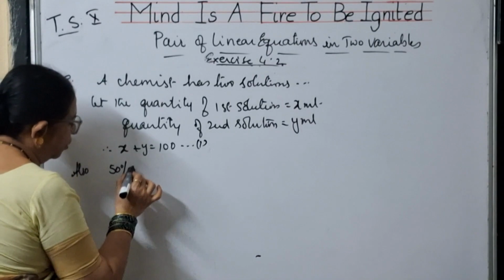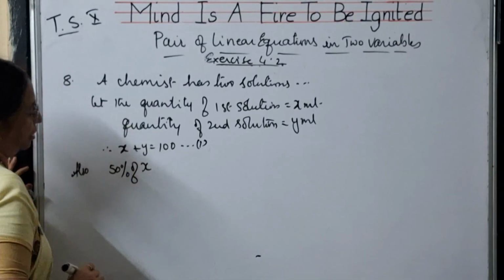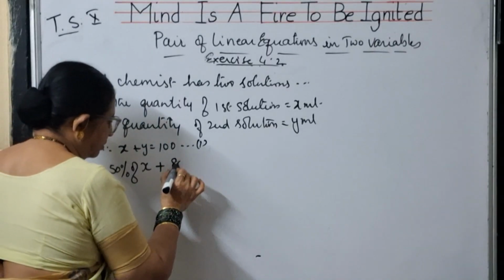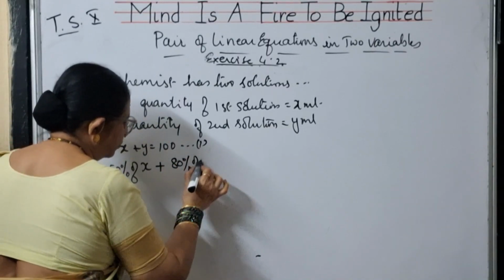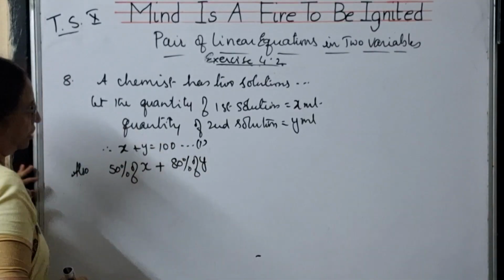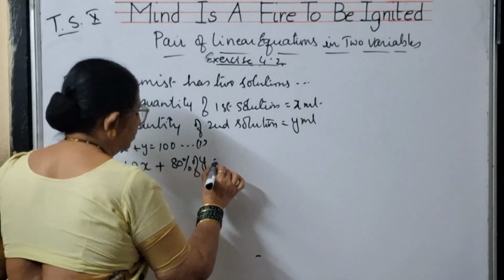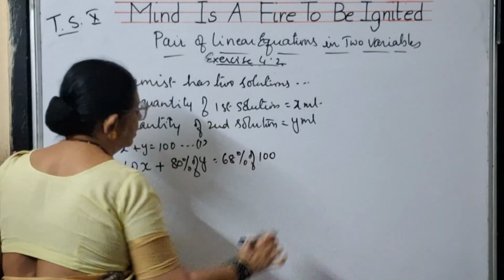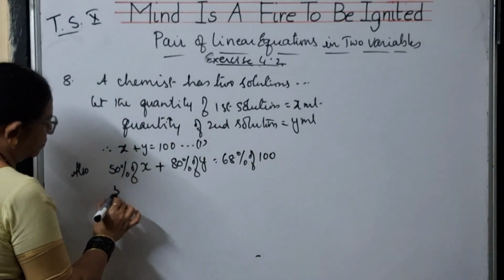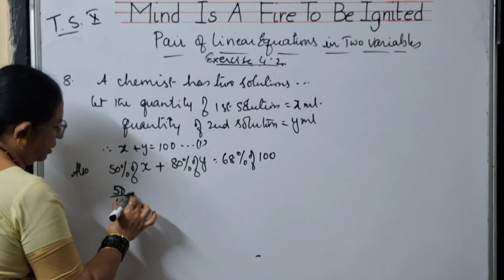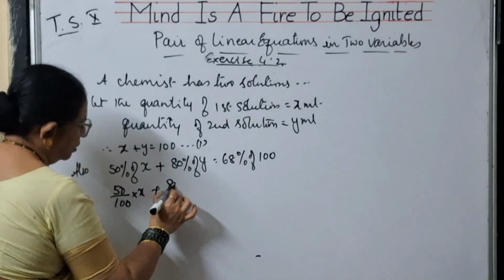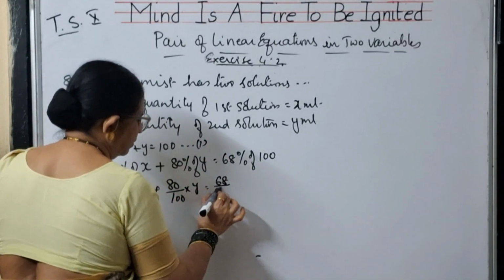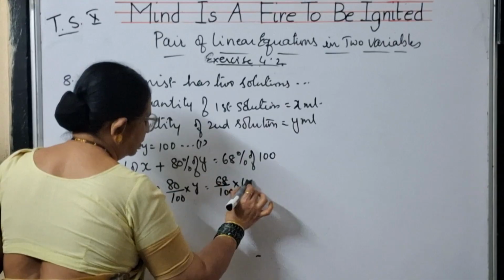50% of x, that is the first solution, plus 80% of the second solution, that is y ml, is equal to 68% of 100 ml. That means 50 by 100 into x plus 80 by 100 into y is equal to 68 by 100 into 100.